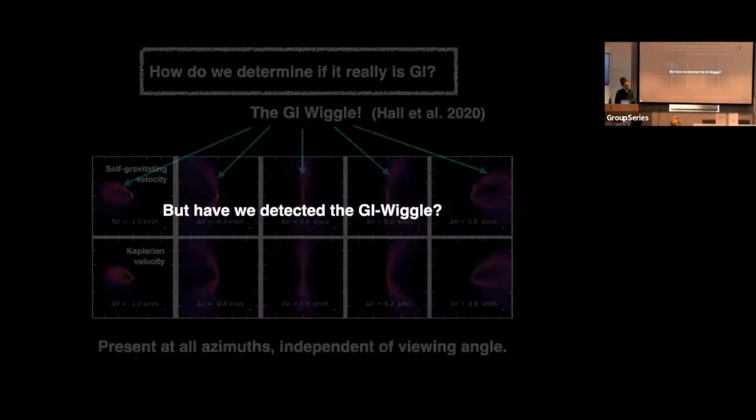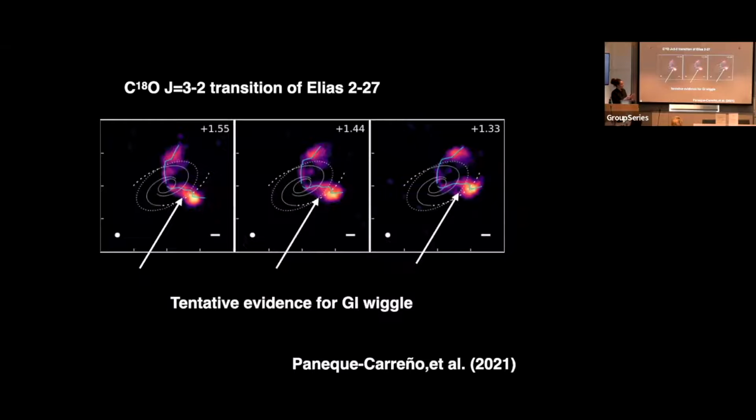The key question is, have we detected the GI wiggle? And the answer is yes. You know, when I first started talking about this, I was like, oh, it's tentative. But now I'm a little bit more convinced, I think. I don't know if it's just because my faith in myself is growing, unsure.